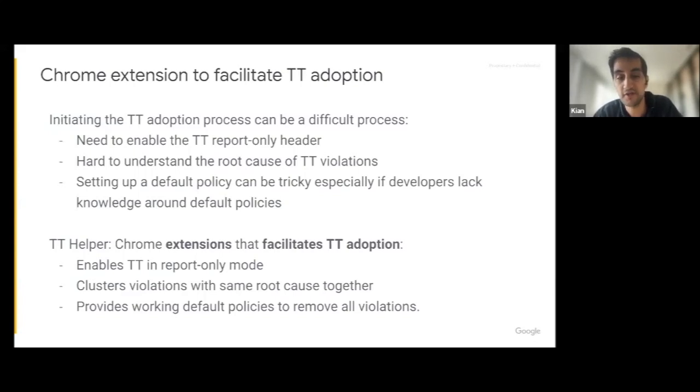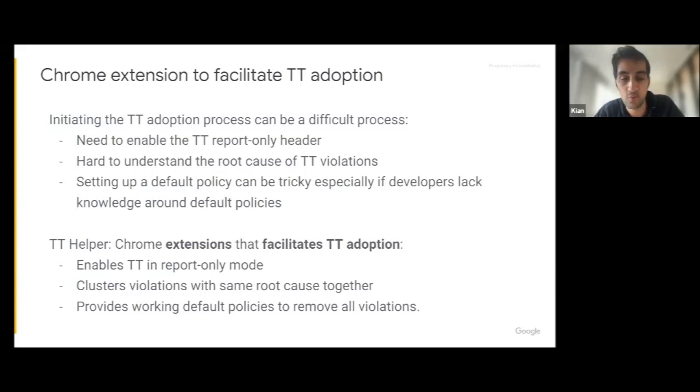So how does TT Helper help? It first enables Trusted Types in report-only mode, and we'll see how it does it, but transparently for all the users of the application, or I guess of the extension. As a second step, to help understand better the root cause of those violations, it will cluster the violations together with the same root cause. So again, that straight away should allow you to go way faster in understanding where the violations come from.